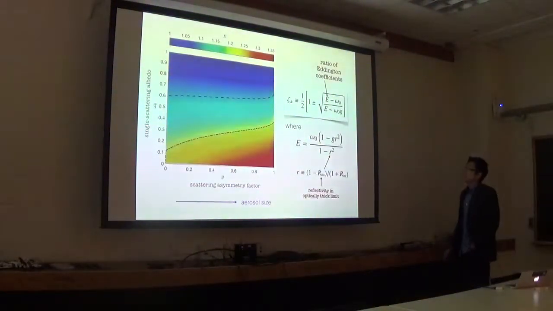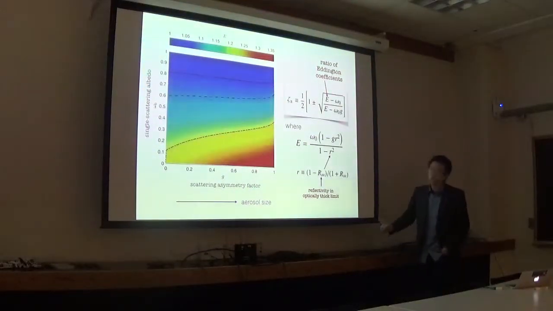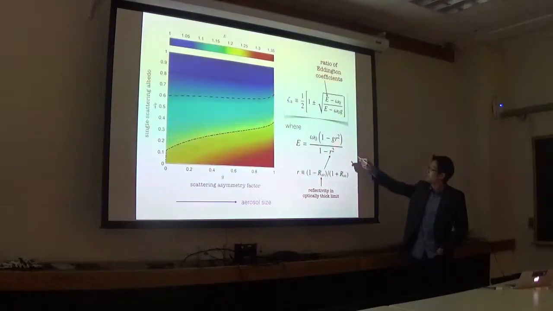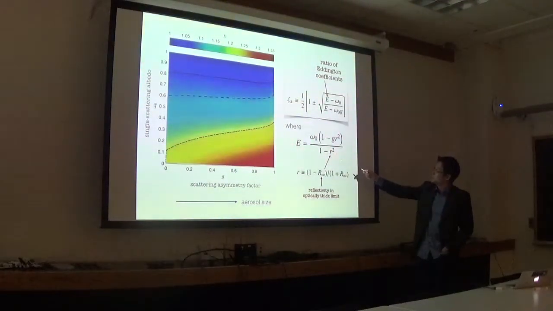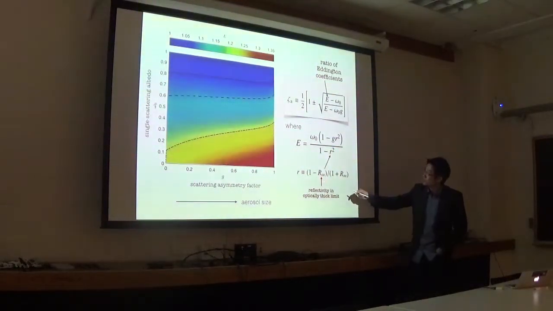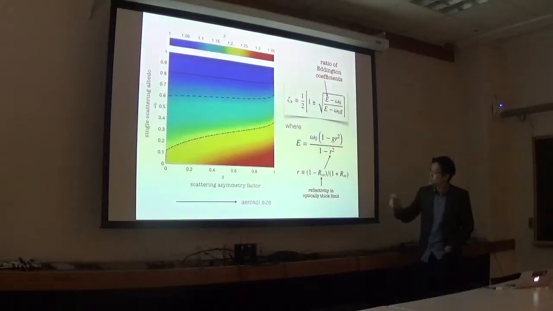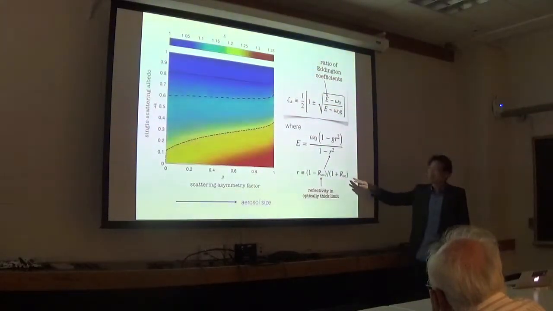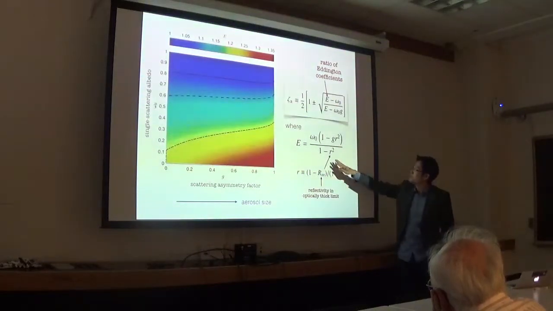Now, one thing I haven't told you is what the expression for E is. If you work through it, E depends on this bunch of things. The important thing is that it depends on this quantity called small r, which is related to the reflectivity of a single layer in the optically thick limit. And you can calculate this, and once you calculate this, you can figure out what E is.